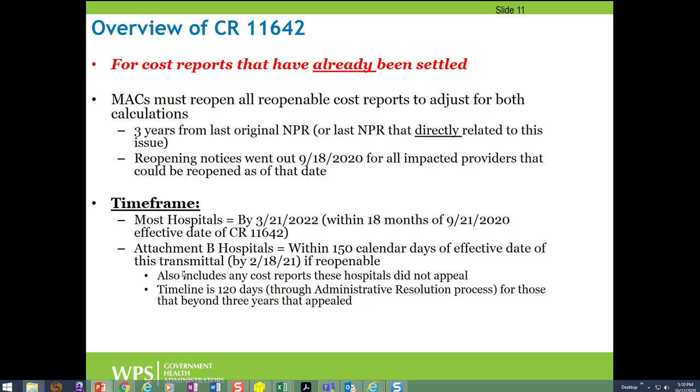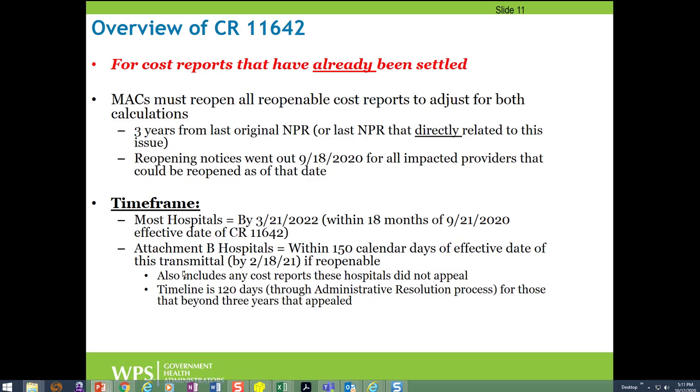So I said earlier that the reopenable time frame or the window is 3 years from the last original NPR or the last NPR that directly related to this issue. It can't just be some other Nursing and Allied Health issue or some other GME issue. It has to be this specific issue.